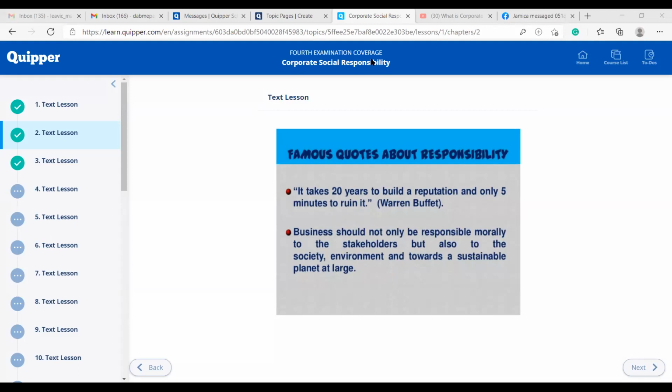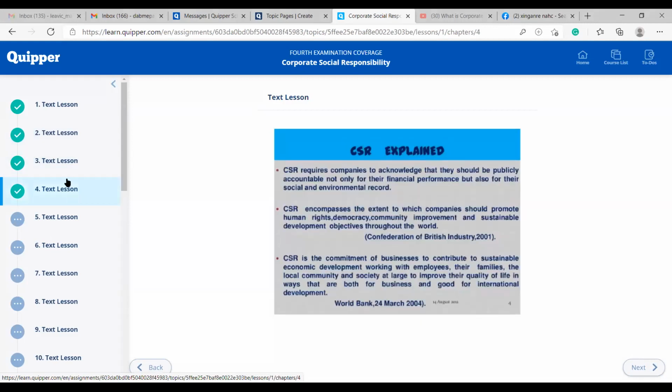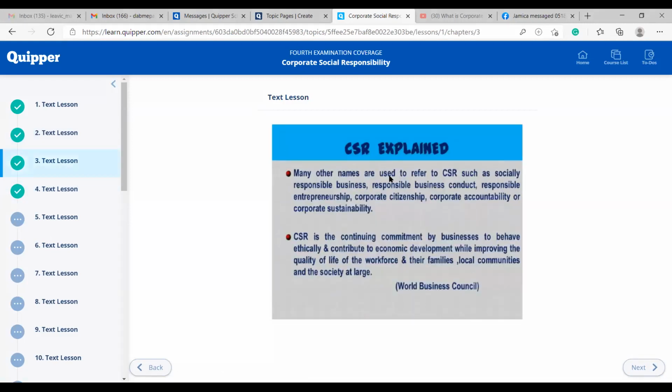So, yun na yung very concept na nag-explain po na sa social responsibility. Okay? Many other names are used to refer to CSR. So, ang uban, ginatawag ang CSR as social responsible business, responsible business conduct, responsible entrepreneurship, corporate citizenship, corporate accountability, or corporate sustainability. But CSR is the continuing commitment by business to behave ethically and contribute to economic development, while improving the quality of life of the workforce, their families, local communities, and the society at large.